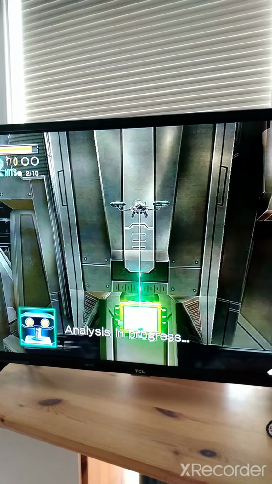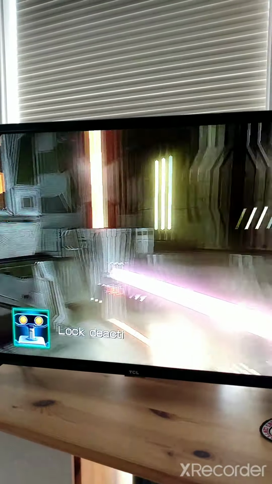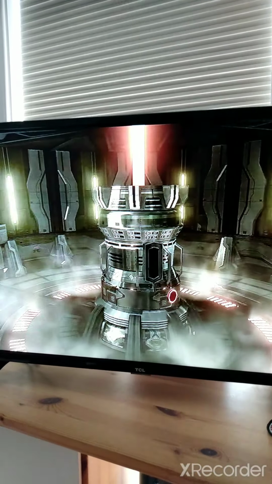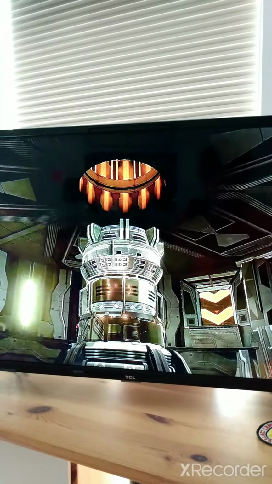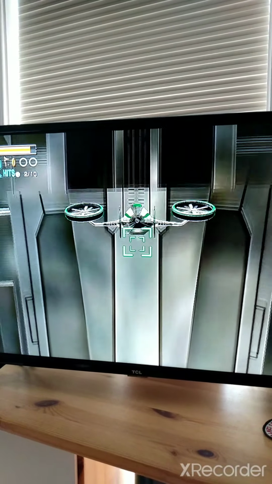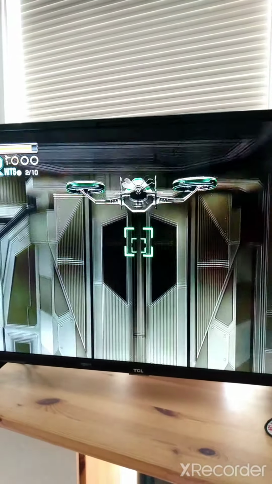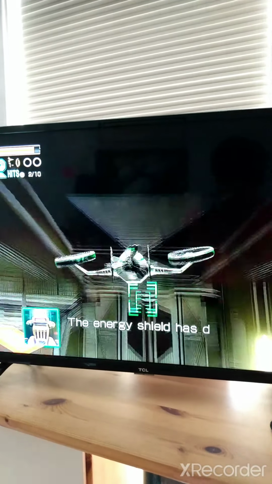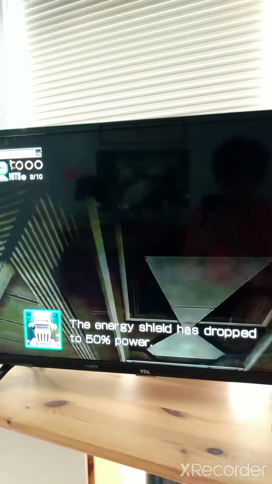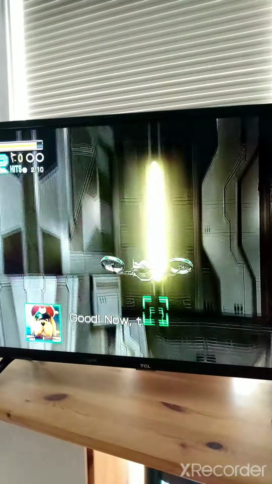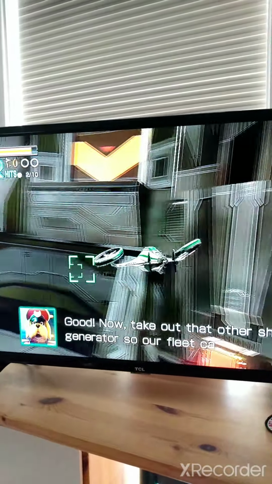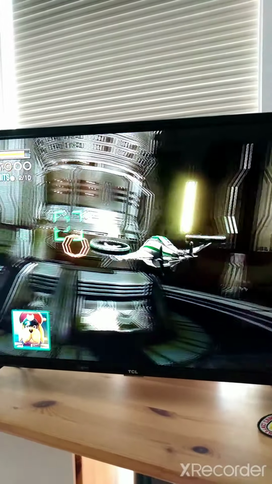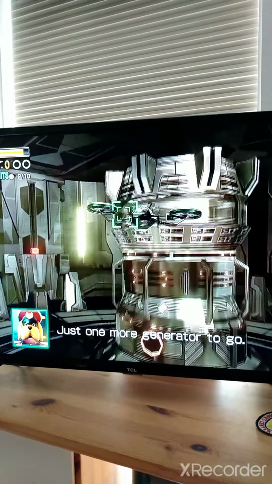Analysis in progress. Load deactivated. The energy shield has dropped to 50% power. Good. Now take out that other shield generator so our fleet can attack. Just one more generator to go.